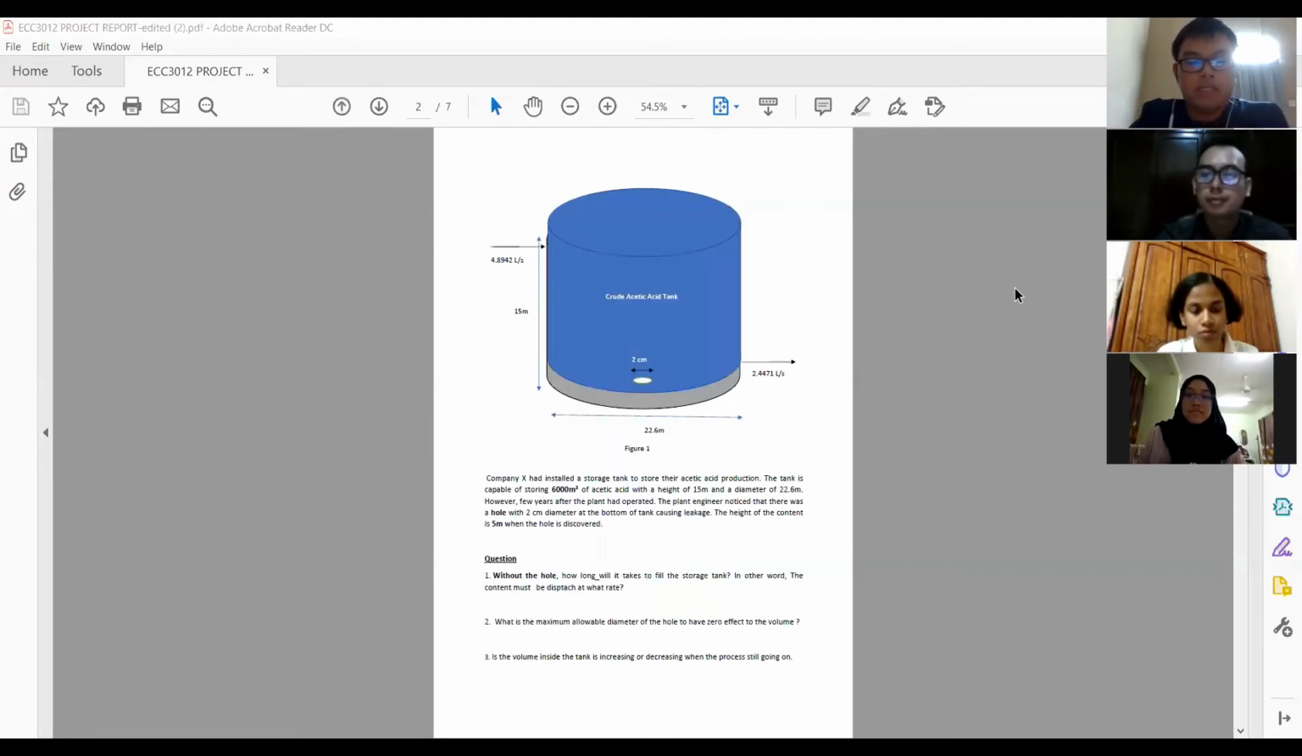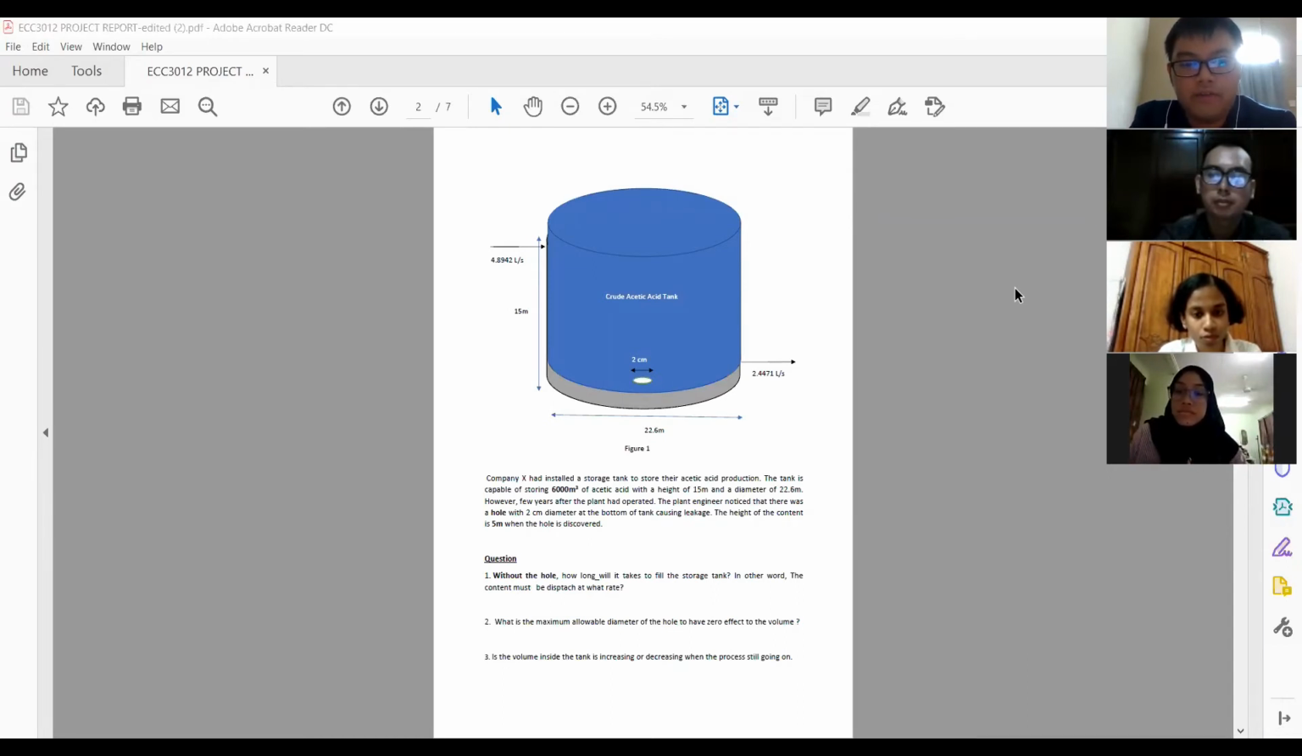All right, now without further ado, I will review the details of our problem. So now this figure shows the crude acetic acid tank of our company. This company had installed a storage tank to store their acetic acid. This storage tank has a volume of 6,000 meter cube, with a height of 15 meters and diameter of 22.6 meters. The parameters are shown together in the figures.